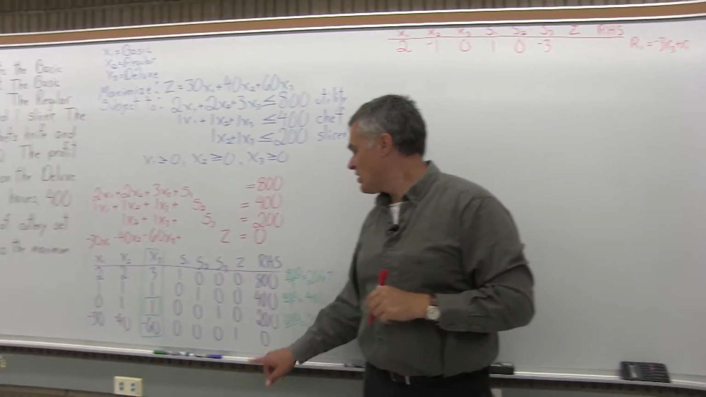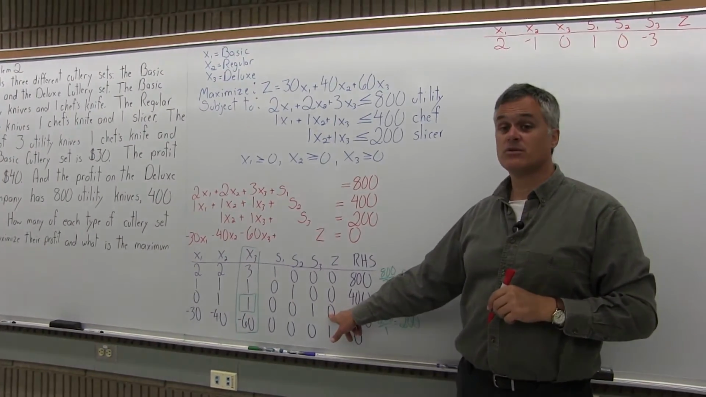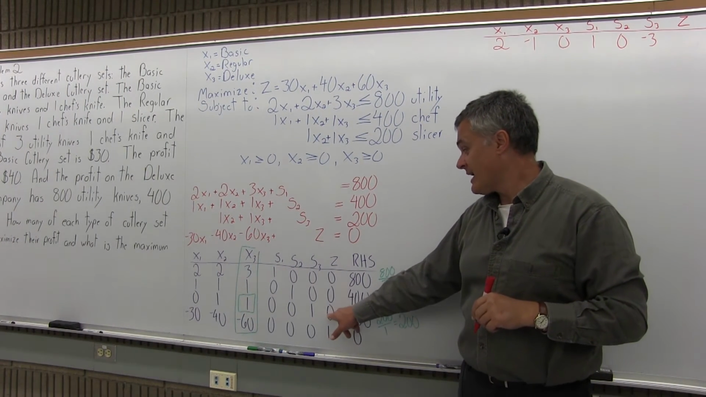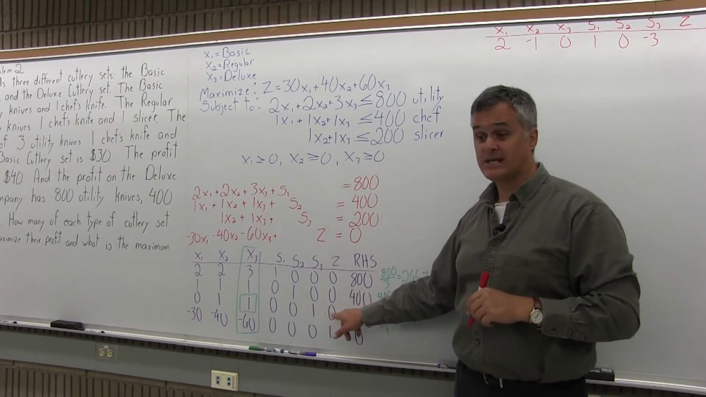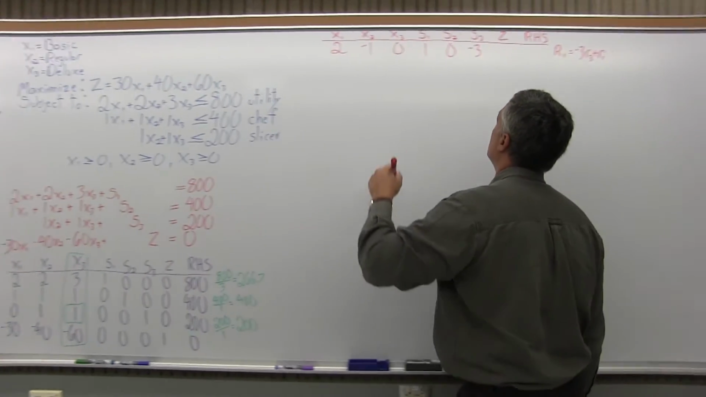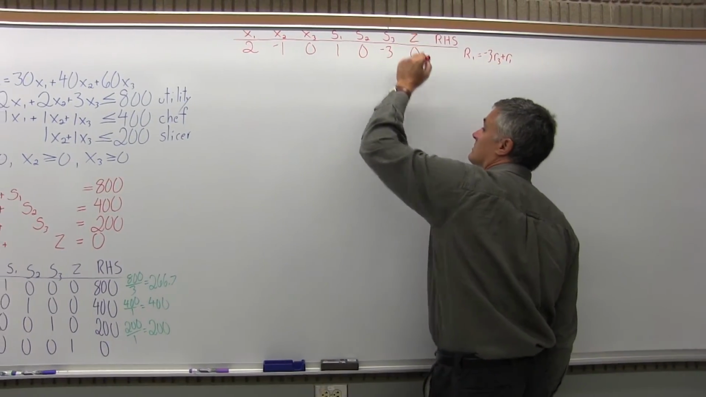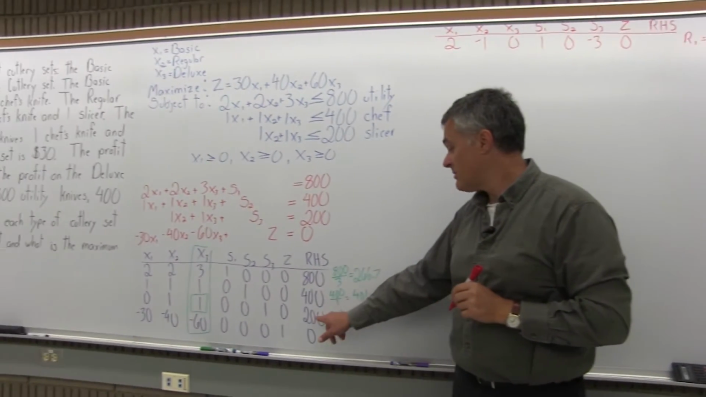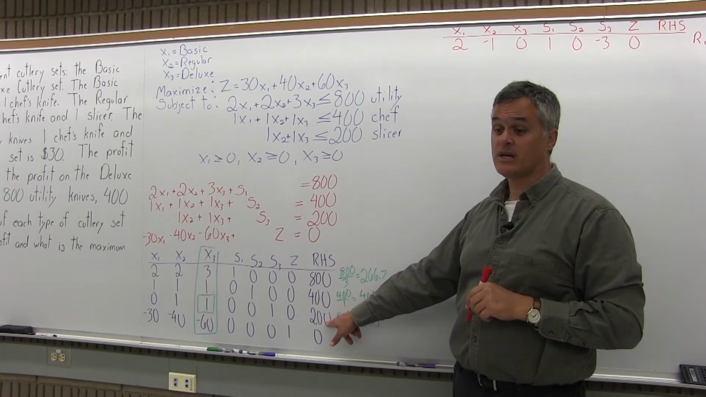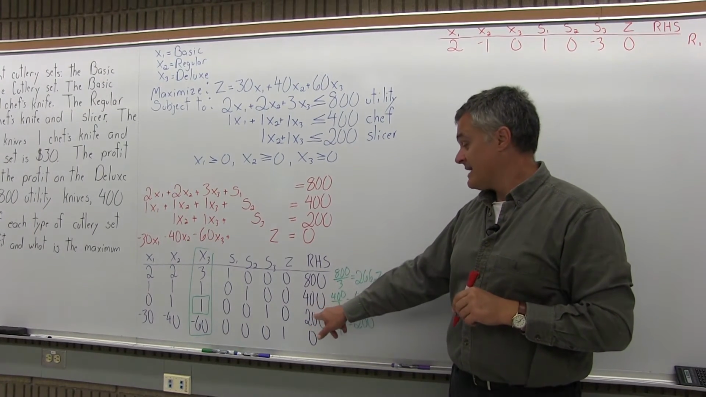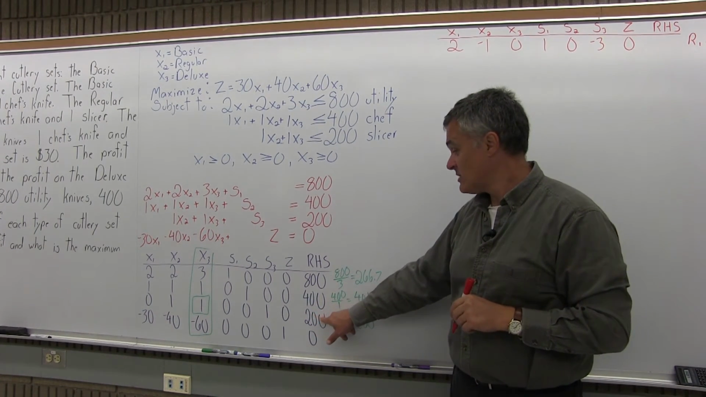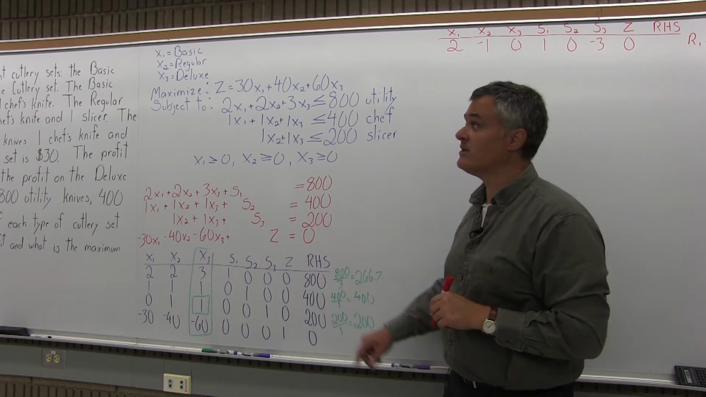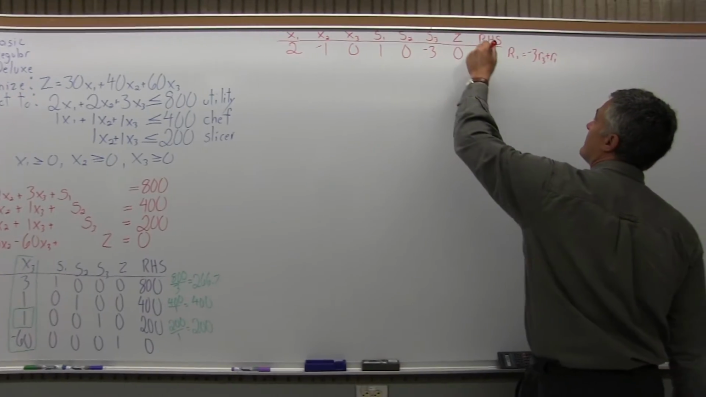Next column is the Z column. Negative 3 times row 3 is negative 3 times 0. Negative 3 times 0 is 0. Then you're going to add that result to row 1. So you're going to add 0 plus another 0 is 0. And finally, the RHS column, negative 3 times row 3 is negative 3 times 200. That's negative 600. You're going to take that result, add it to row 1. So you're going to have negative 600 plus positive 800 is 200.